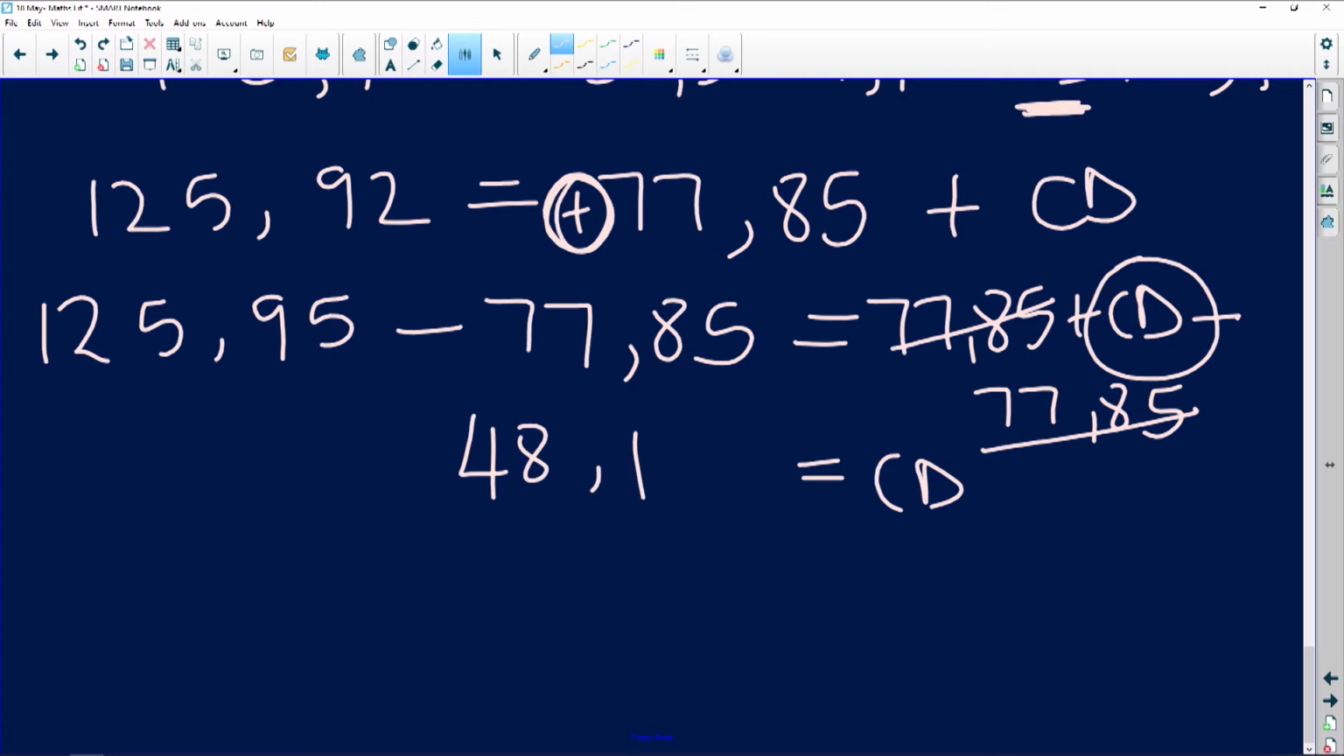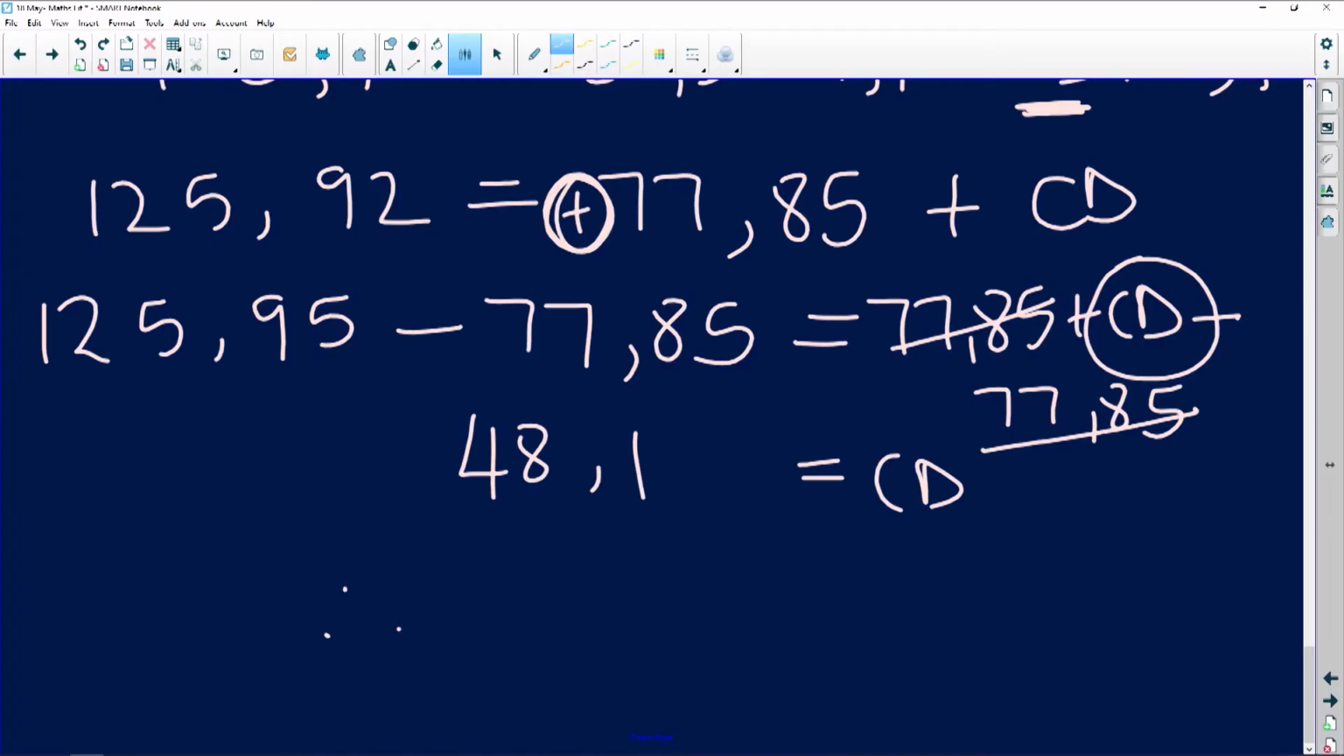What I need to be careful with, always write your unit of measurement. I cannot leave it like this. Yes, it made sense to write it throughout and what it looked like, but I need to make sure that my final answer has my unit of measurement. Therefore, CD is equals to 48.1 meters.